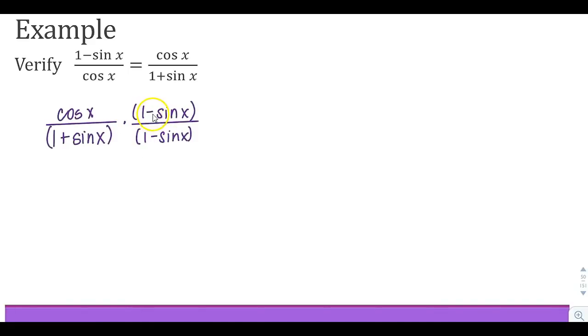So I have to multiply by 1 minus sine x over 1 minus sine x because it's like multiplying by 1. So now here, on the top, I'm not going to distribute in the cosine. I'm going to go ahead and leave it separate. So I have cosine x times 1 minus sine x, that has to be in parentheses, all over. Now in the denominator, I am going to go ahead and distribute. So I'd get 1, that's first, and then outer is minus sine x, inner is plus sine x, and then last is minus sine squared x.